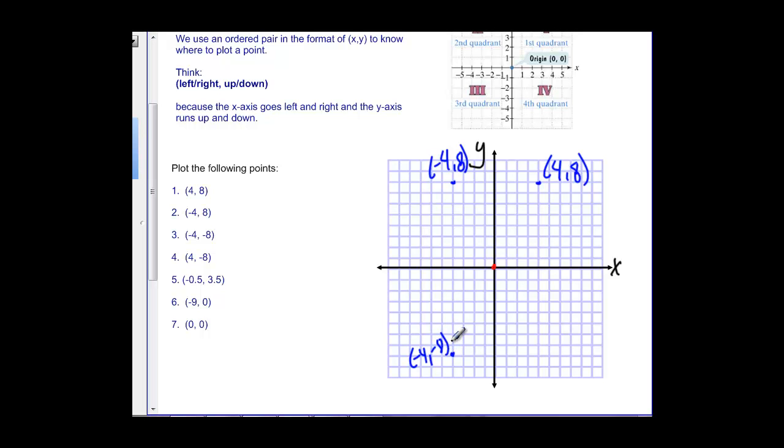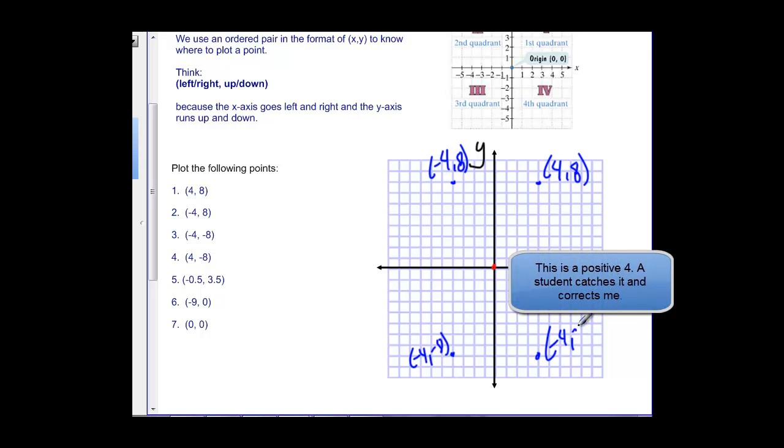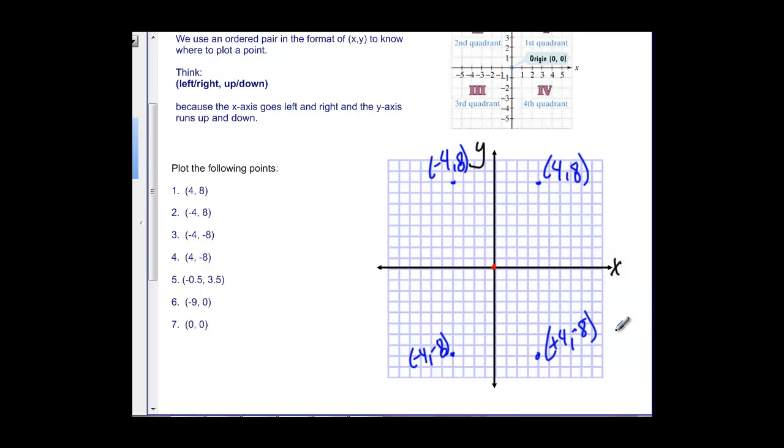All right, what quadrant will 4, -8 be in? Yeah, it'll be in the fourth quadrant. So we're going to go positive 4, 1, 2, 3, 4, and then down 8. And I'm going to cheat and just line it up, which isn't really cheating, it's just being efficient and smart. Positive 4, -8. Thanks, guys. Again, always correct me whenever I mess up. So we got the positive 4, -8. I'll give you guys a second to go ahead and graph the rest of these.